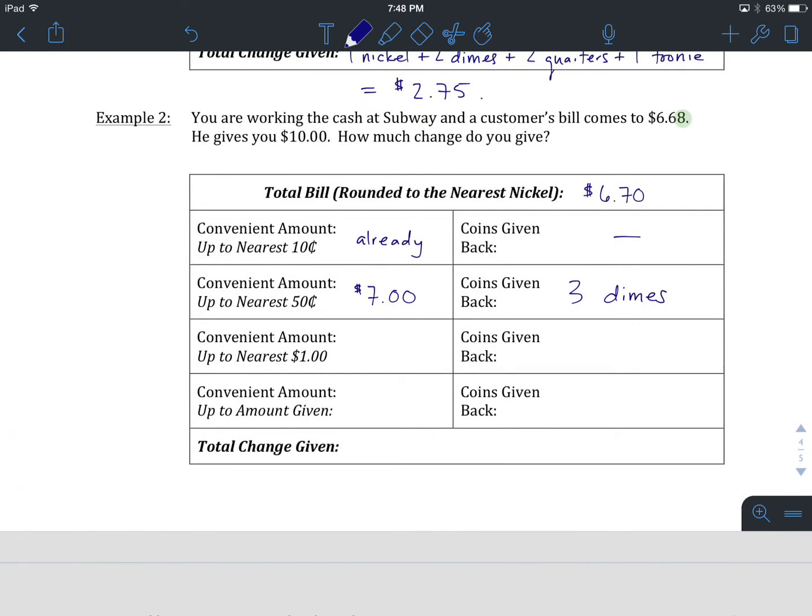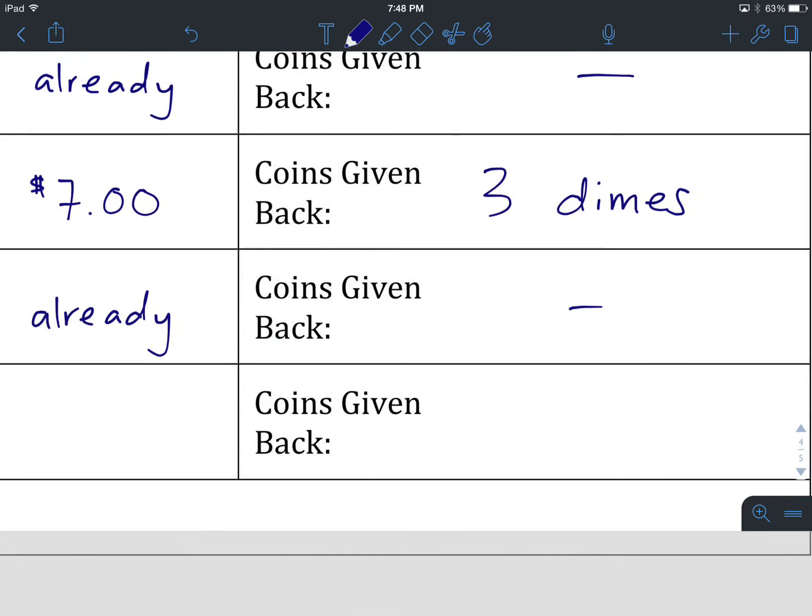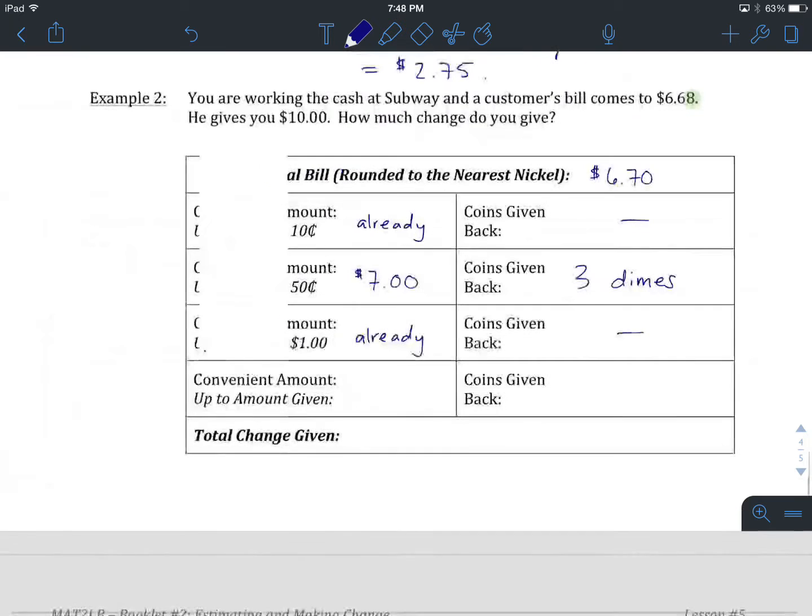Next we're going to be running up to the nearest dollar. Now, in this case, we've just moved it to $7. We are already at the next most convenient dollar rounding, which means we don't need to give any quarters back, so we'll just put none.